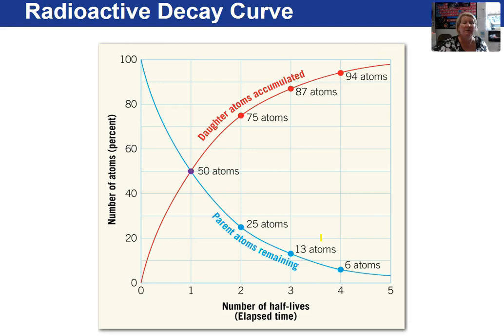Eventually, though, there becomes a point where there are not enough parent atoms left to determine the age of that rock. In our next video, we're going to take a look at some particular pairs of isotopes that are used in the geology world to determine numerical or absolute ages.